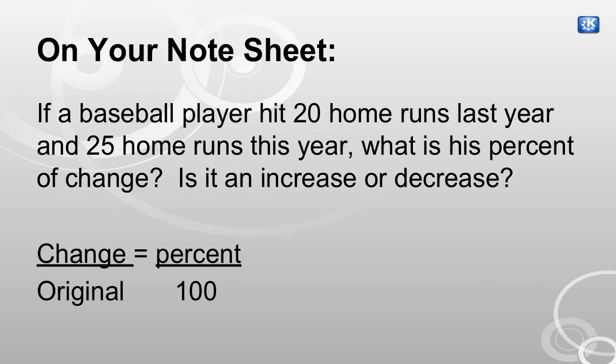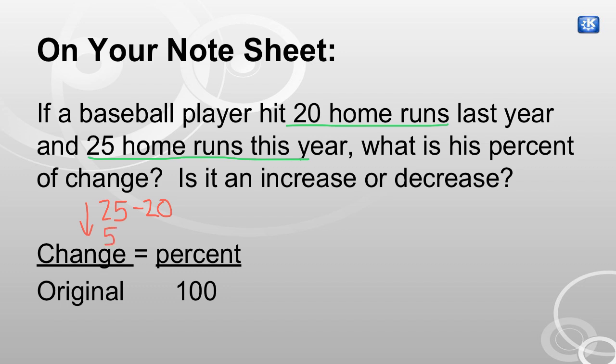This is the problem that I did for you on your note sheet. It says, if a baseball player hit 20 home runs last year and 25 home runs this year, what is his percent of change? Is it an increase or a decrease? Well, my first step is to figure out the change. So if he hit 25 this year and 20 last year, that is a subtraction problem. That means we have a change of 5.